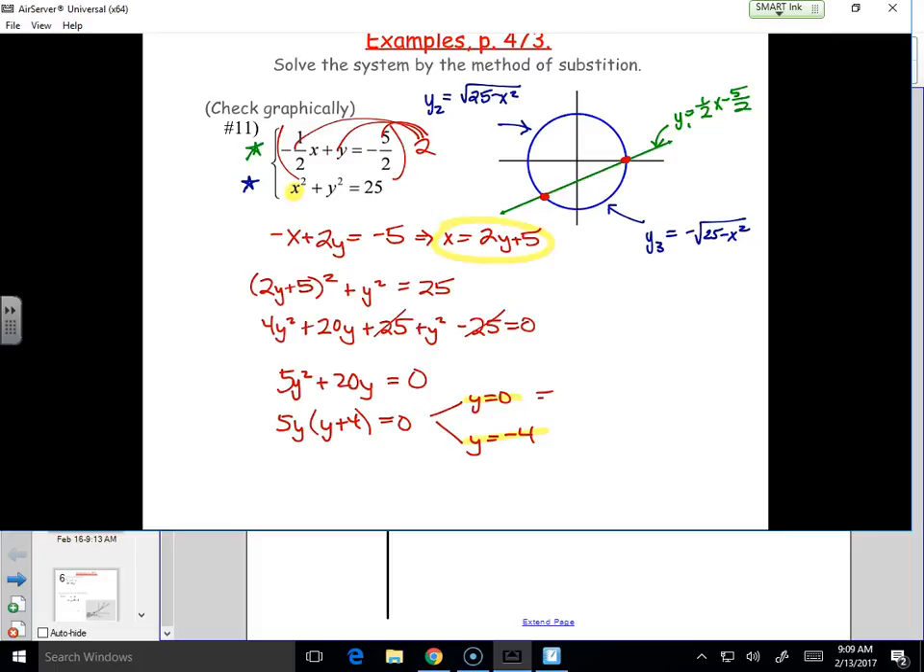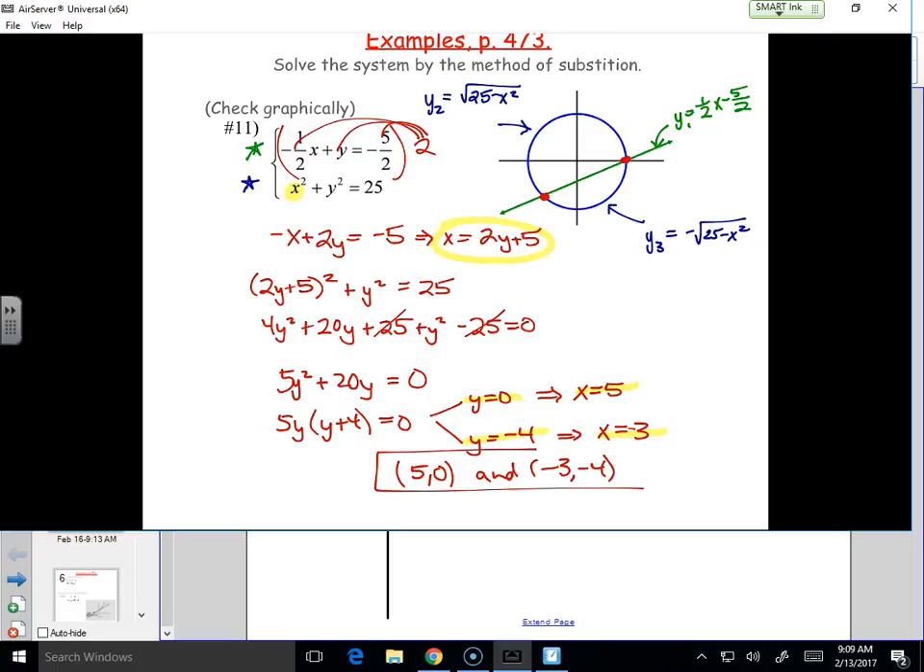Mental math. If you can do it carefully, it'll save you time. 2 times 0 is 0 plus 5. X equals 5. 2 times negative 4 is negative 8 plus 5 is negative 3. So our points are 5, 0 and negative 3, negative 4.